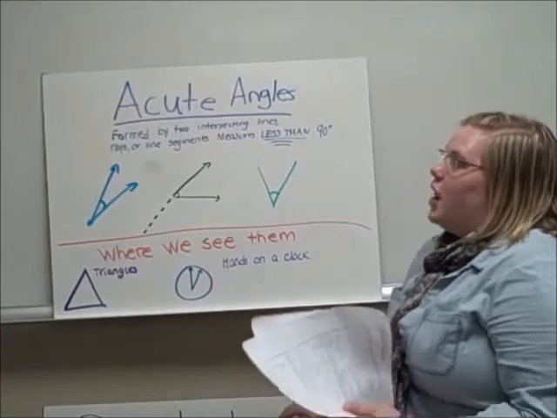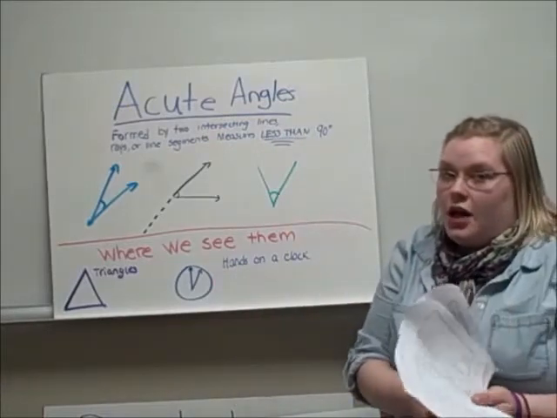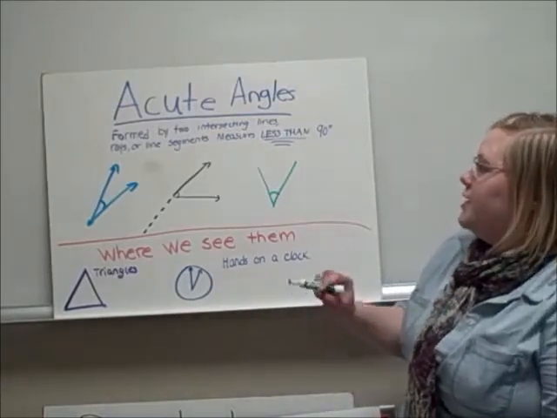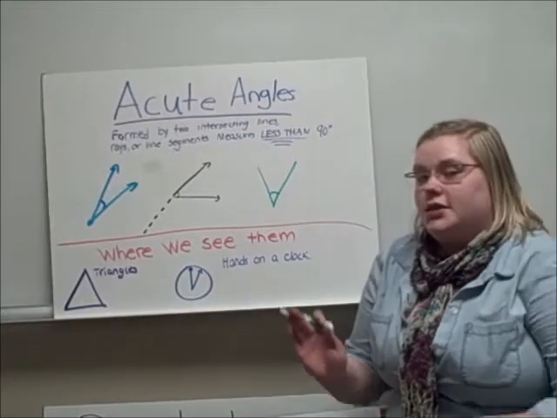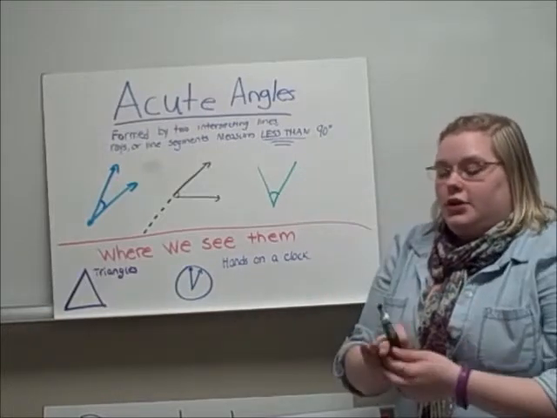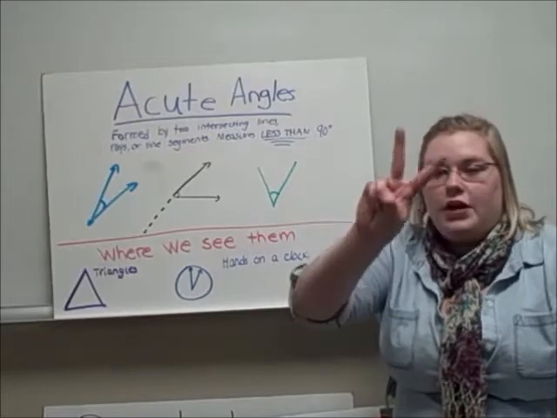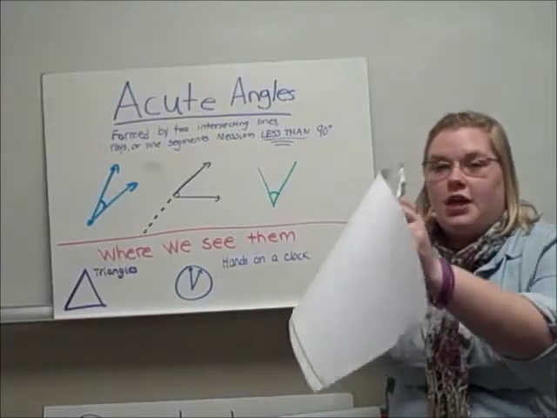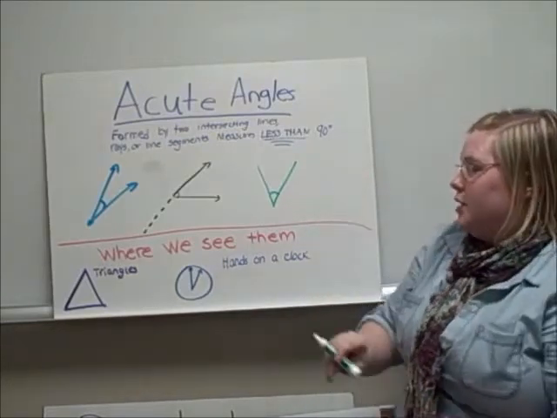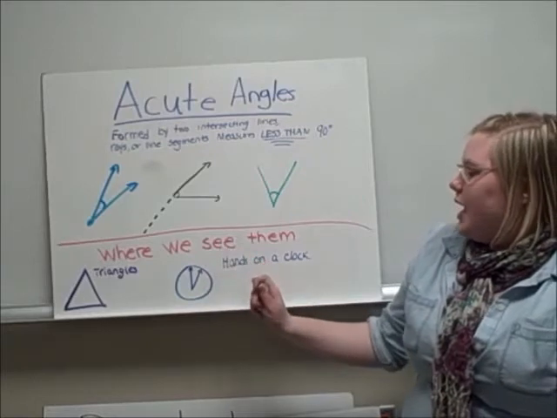Acute angles are formed by two intersecting line segments or rays that measure less than 90 degrees. They look smaller than 90 degrees. If you put 2 fingers up, the space in between your fingers here, that's less than 90 degrees. We see these angles every day.